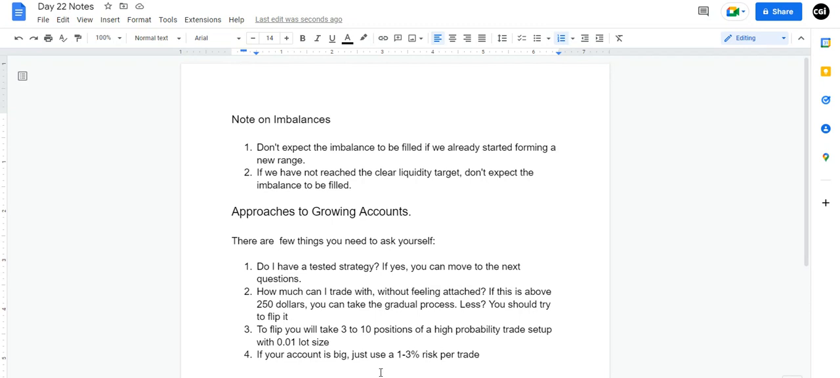The mistake traders make is that they keep using the flipping model on a big account, and then they blow it. So you should know the place for flipping and the place for good risk management.